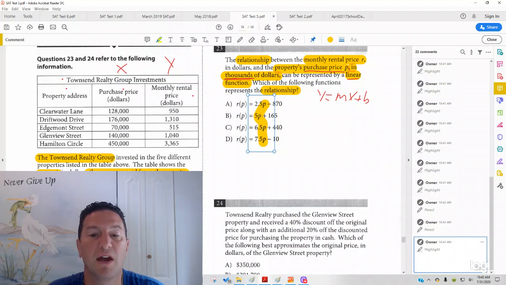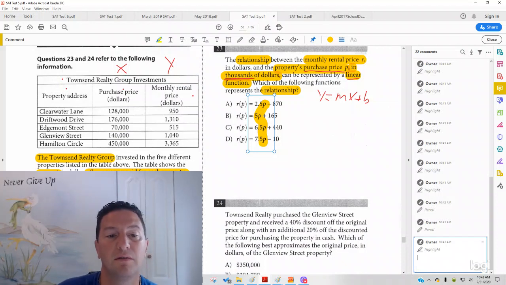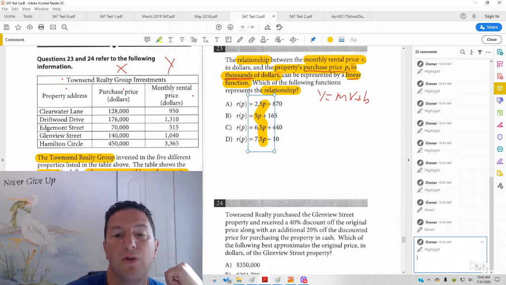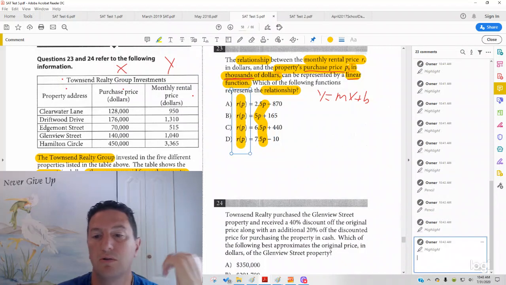So you know that that's your X because a number is always attached to your X for your slope. And then monthly rental price is your R. The R is alone, so that is your R or your Y. See, it corresponds with Y, and Y equals mx plus b.